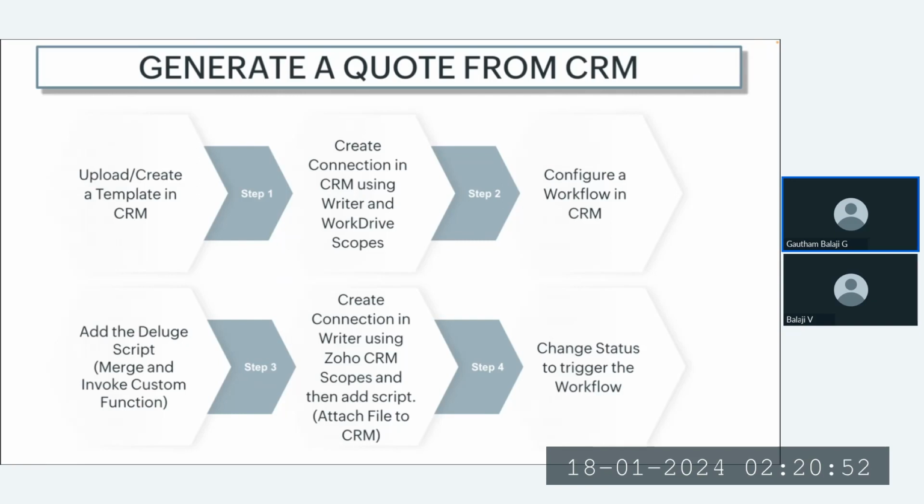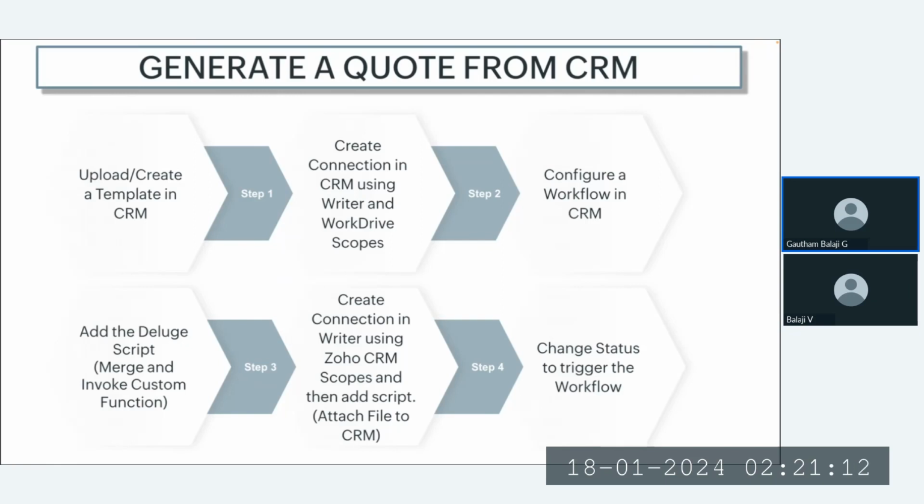And in order to perform this operation, we have used the merge and invoke custom function API. So using this API, we are going to achieve this entire workflow. And after that, the CRM end would be completed, and you just have to make sure that you are performing the next operation in Writer.